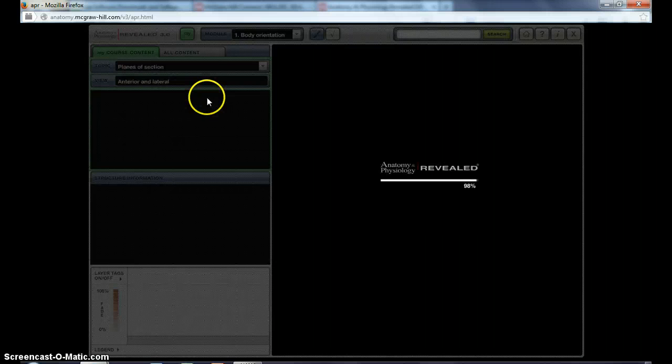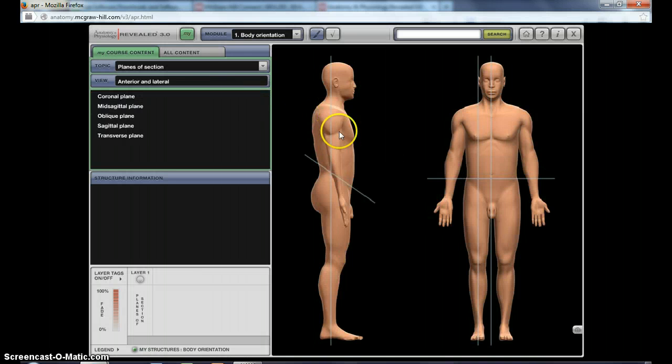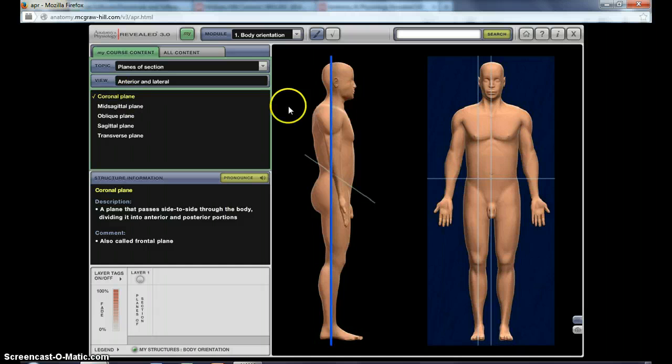Another important area is planes of section. So planes of section are shown here. There are also equivalent images to this in your lab book, but anyway, this is a coronal plane. Coronal is like a crown, so you can imagine a crown sitting on the head here and cutting this person right in half, making an anterior or ventral portion and a posterior portion, or sometimes called a dorsal portion, depending on if we're talking about humans or animals.